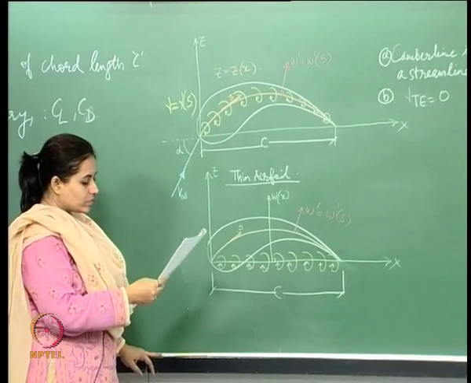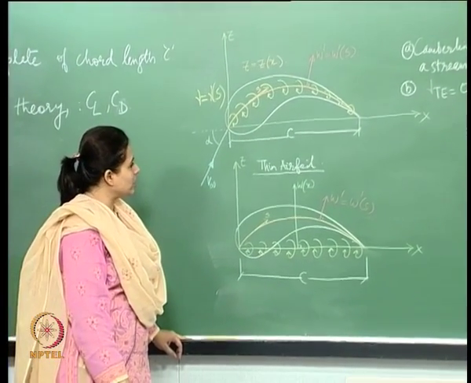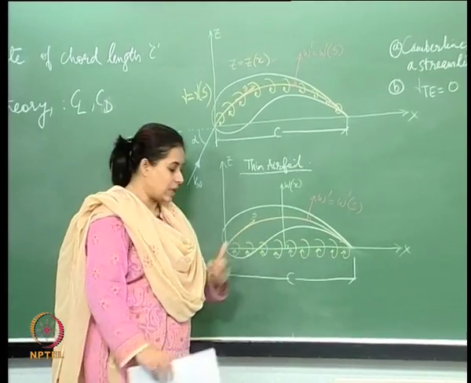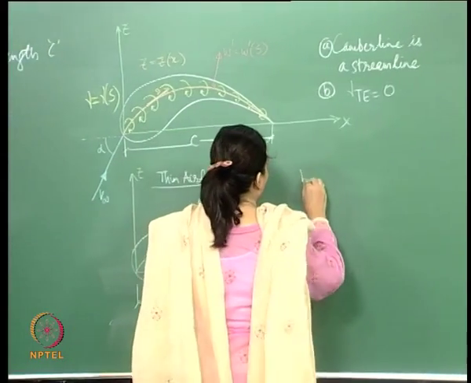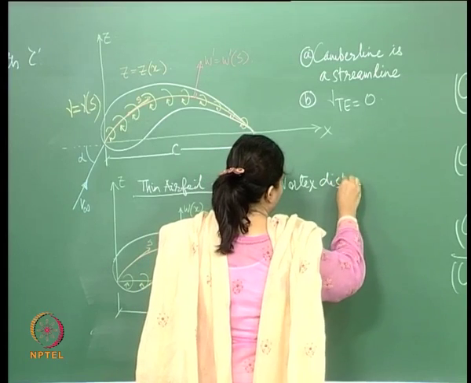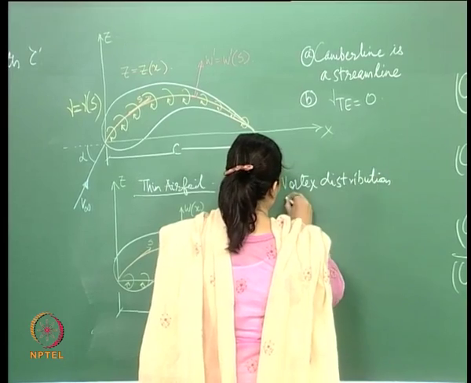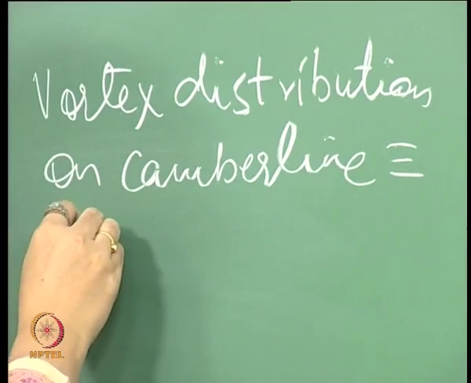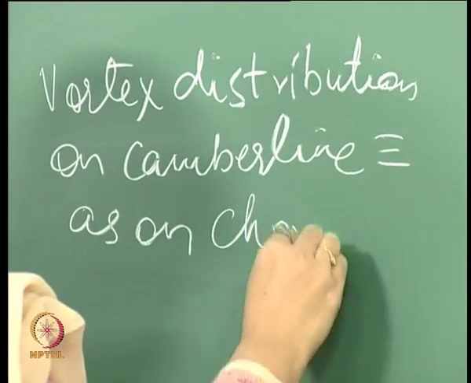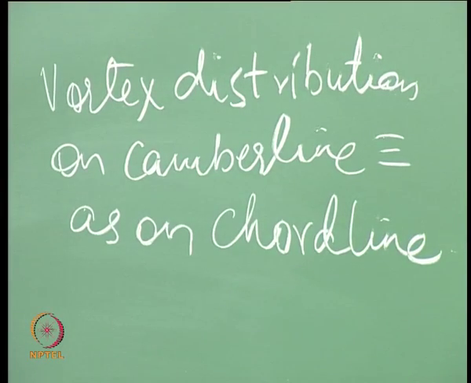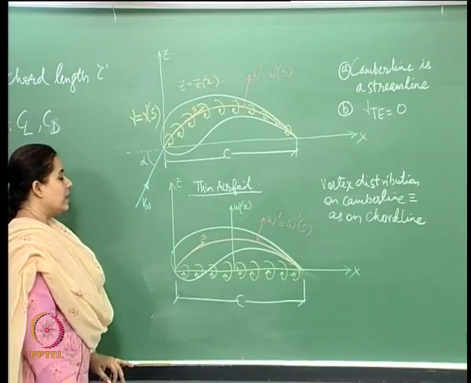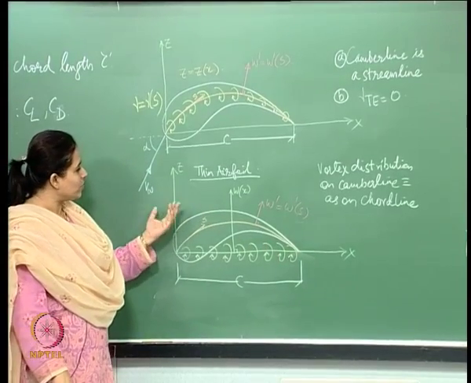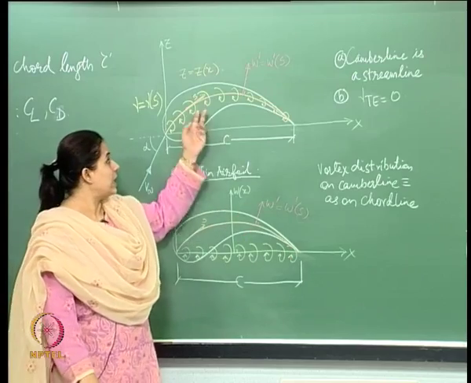So here, what we are basically saying is that the vortex distribution on the camber line is just the same as the vortex distribution on the chord line. So for a thin airfoil, the vortex distribution on the camber line is the same on the chord line. Now, this is my camber line. The vortex distribution is on the chord line, unlike in the previous case.